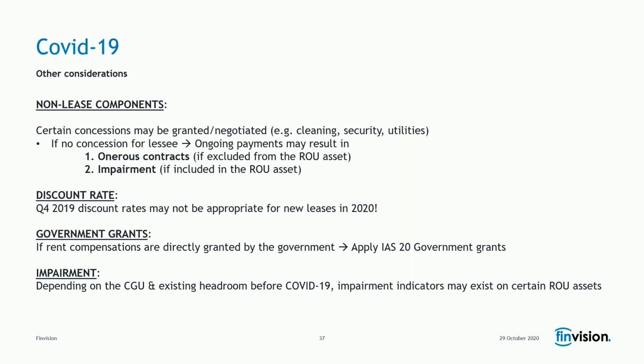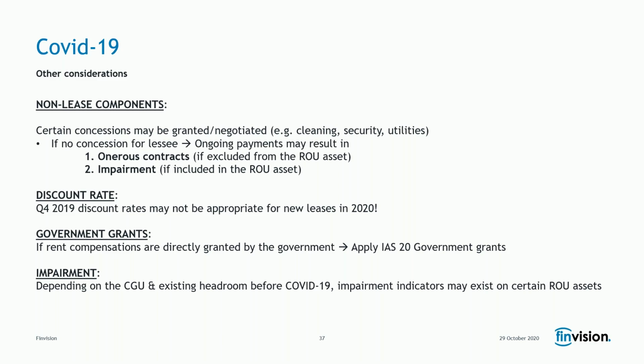For government grants, they say if you receive rent compensations directly from the government for one or another reason, then you should apply IAS 20. So that's another standard on government grants. So there you have to look then at that standard and not at IFRS 16, but that will be in the exceptional cases where you receive rent compensations directly from the government. It can be the case.